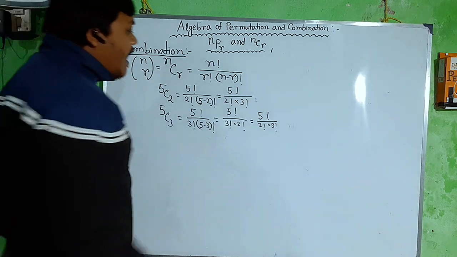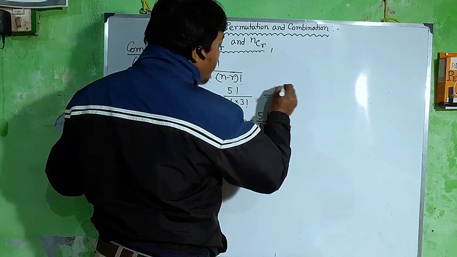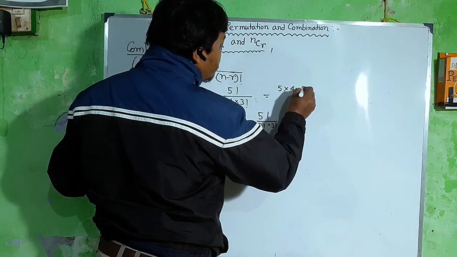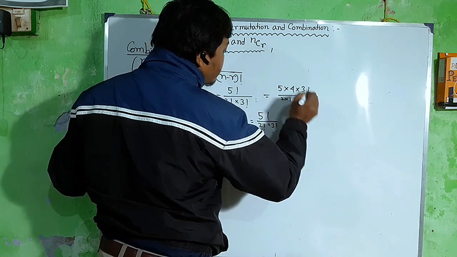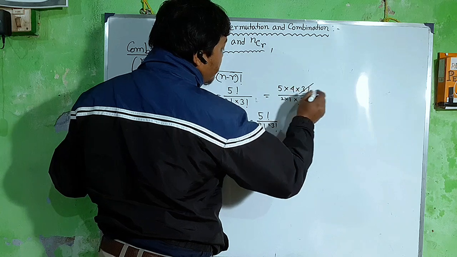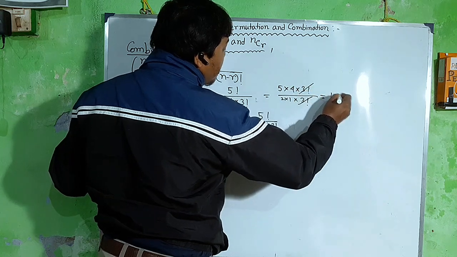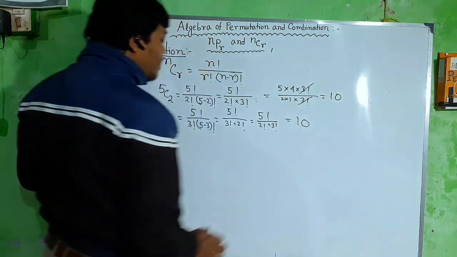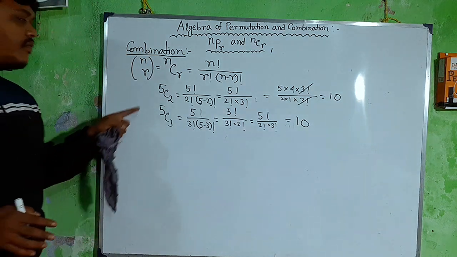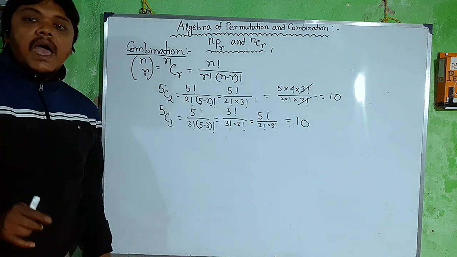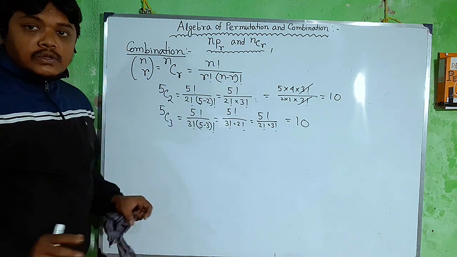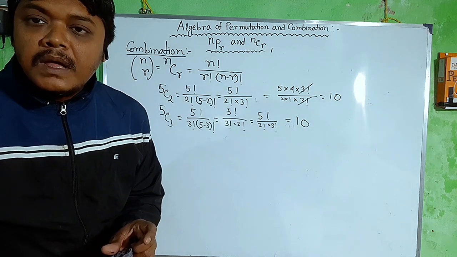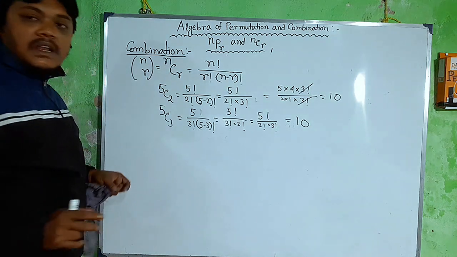So what is the value? 5 factorial you can write as 5 into 4 into 3 factorial, and 2 factorial as 2 into 1, and 3 factorial as it is. So 3 factorial cancels and that gives 10. This also gives 10. So the interesting part is that the value of 5C2 and the value of 5C3 are the same. Logically the expression is the same.